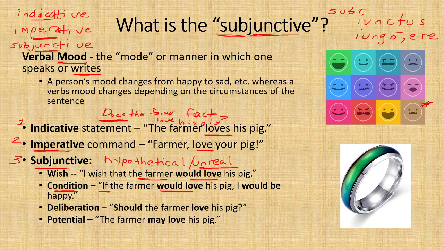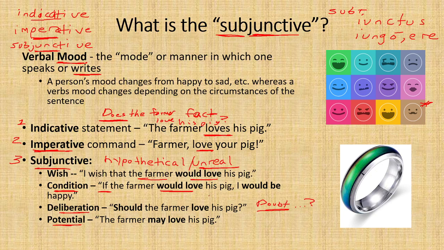There's also a couple more, which are called deliberation and potential. So deliberation is this idea of doubt. Does the subject, or does the person verbing, does that person, he, she, or whatever is the subject, have any doubt about the statement of something? So one way that we can express this is should. Should the farmer love his pig?